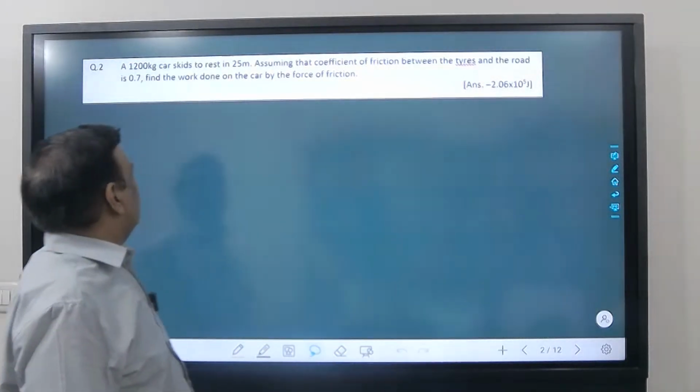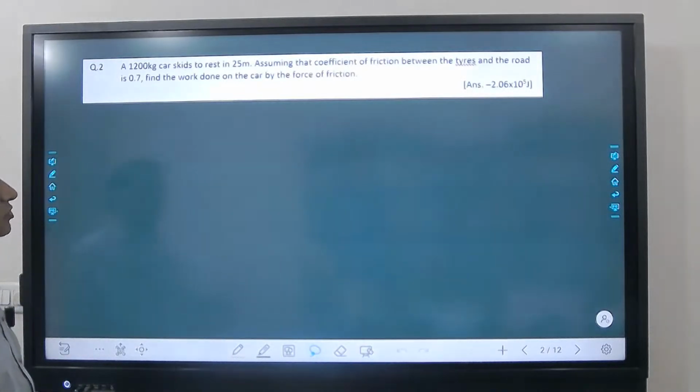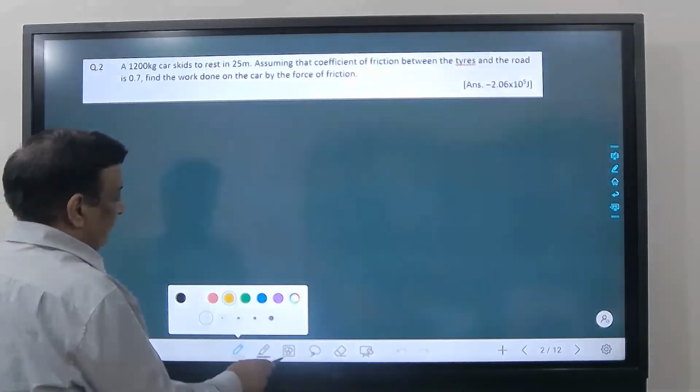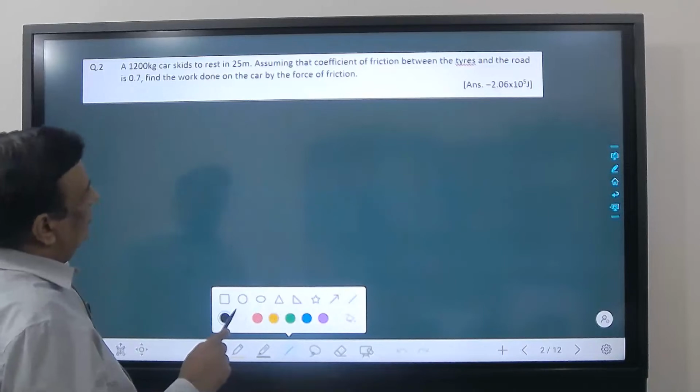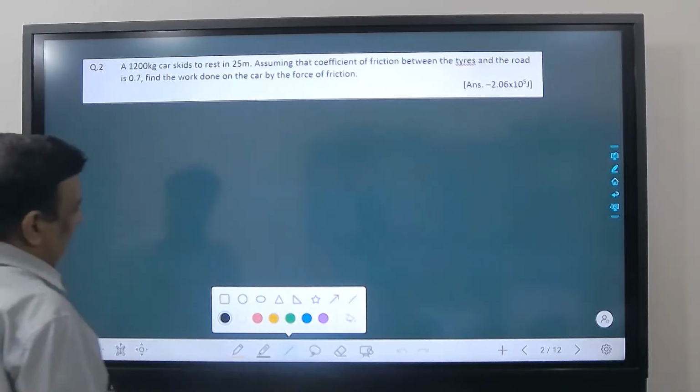So first question is: a 1200 kg car skids to rest in 25 meter. Assuming that coefficient of friction between tires and the road is 0.7, find the work done by the force of friction. हमें question में क्या given है? We are given that you have a car which is moving with a speed of... 1200 kg car and it comes to rest in a distance of 25 meter.